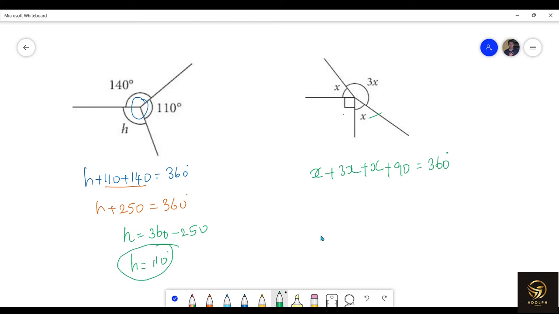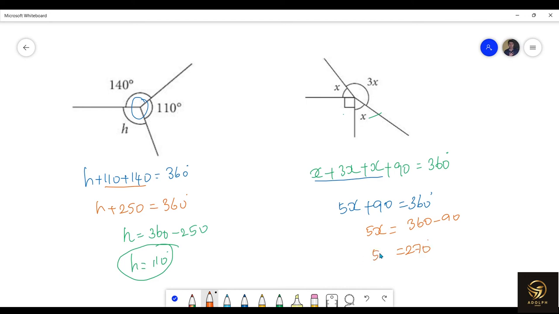And I have to add the like terms. Even previously, I did not say that you have to add the numbers. It's just add the like terms. So if I'm adding the like terms, these are the three like terms. x plus 3x plus x, it's 5x plus 90 equals 360. In the next step, I have to isolate the terms. So 5x equals 360 minus 90. So I will be getting the answer as 270 degrees.